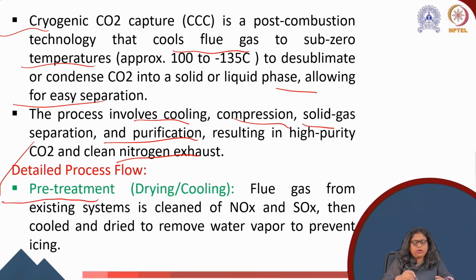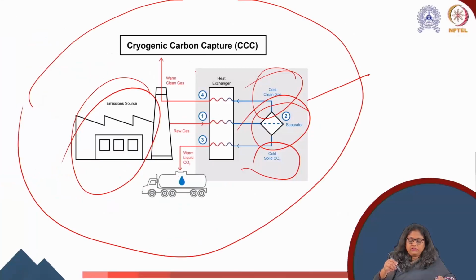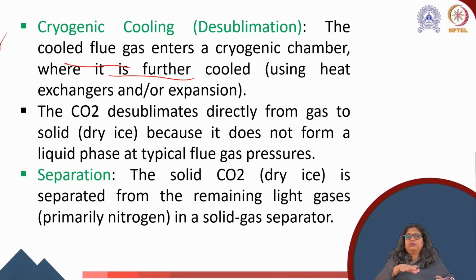First we have the pre-treatment, which we call drying or cooling. Flue gas from the existing system is cleaned of NOx and SOx, then cooled and dried to remove water vapor to prevent icing. The second step is cryogenic cooling or desublimation. The cooled flue gas enters a cryogenic chamber where it is further cooled using the heat exchanger. So this is the heat exchanger we are talking about. The CO2 desublimates directly from gas to solid.